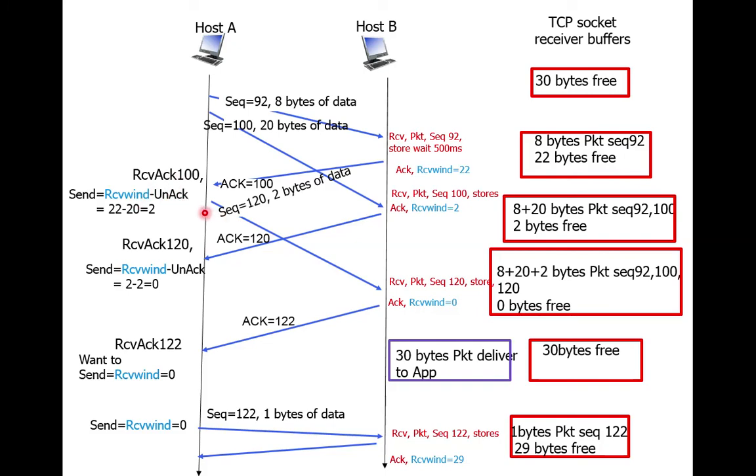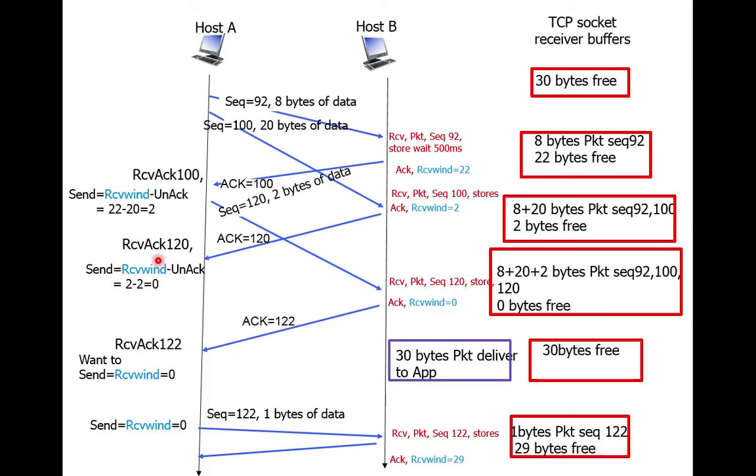Okay, so the sender sends the next packet, the third packet, with the sequence number 120, and it is 2 bytes of data. Now suppose this second packet has arrived, its sequence is 100, and it is also stored in the buffer. When it is stored, 8 plus 20 is 28, because 8 bytes is the packet with sequence number 92 and 20 bytes is the packet with sequence number 100. So 2 bytes of free space are available. When host B sends an acknowledgement, it will set the receive window to 2, because 2 bytes of free space is now available. So this will be announced.